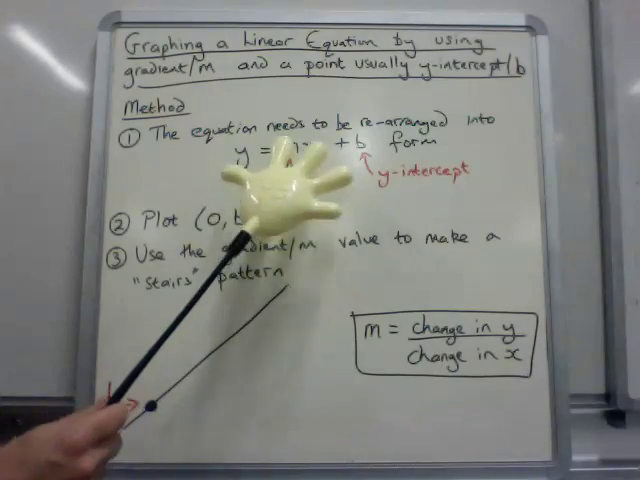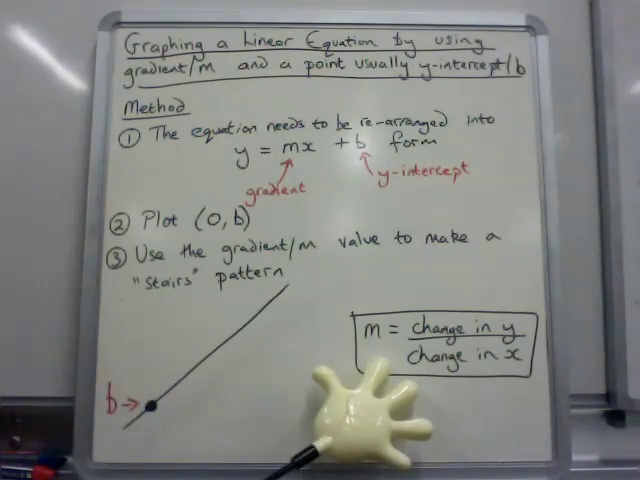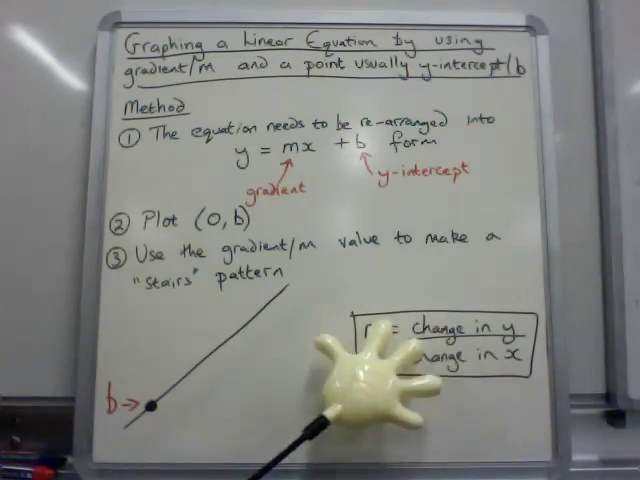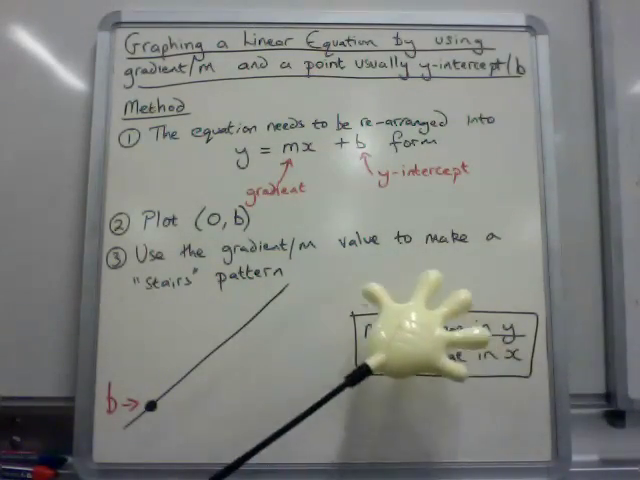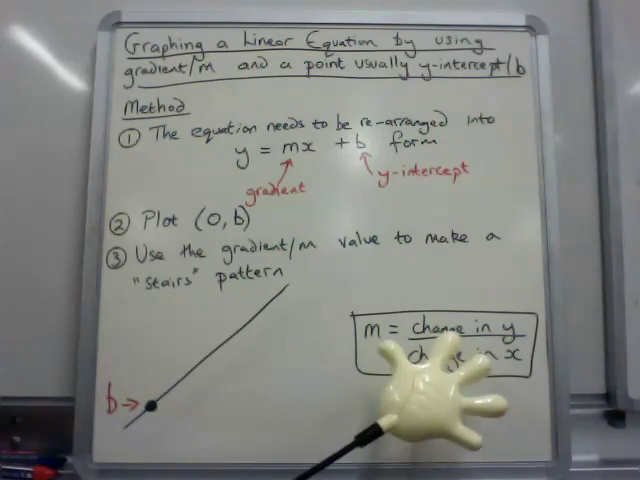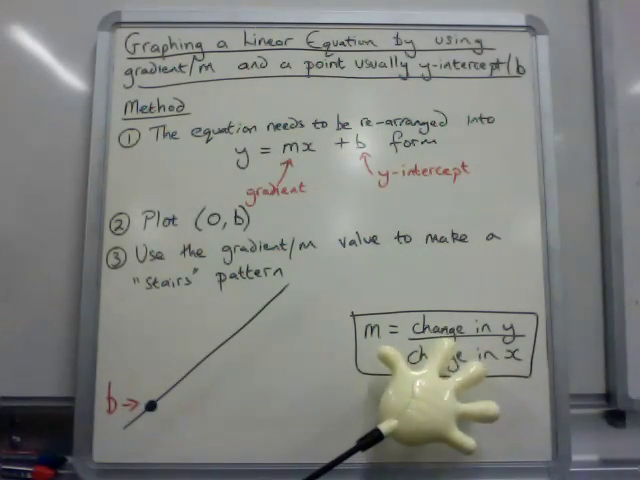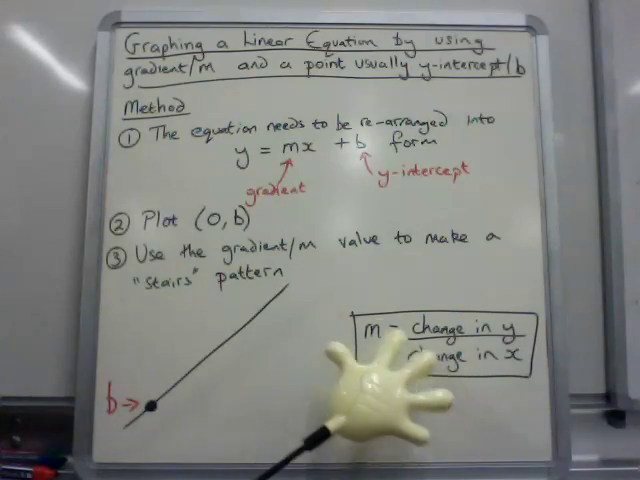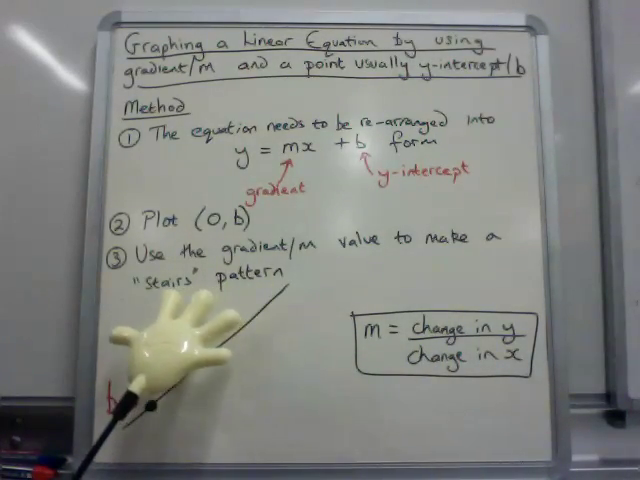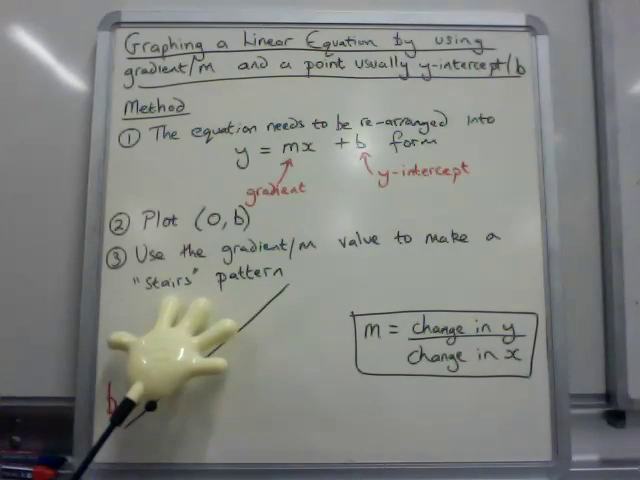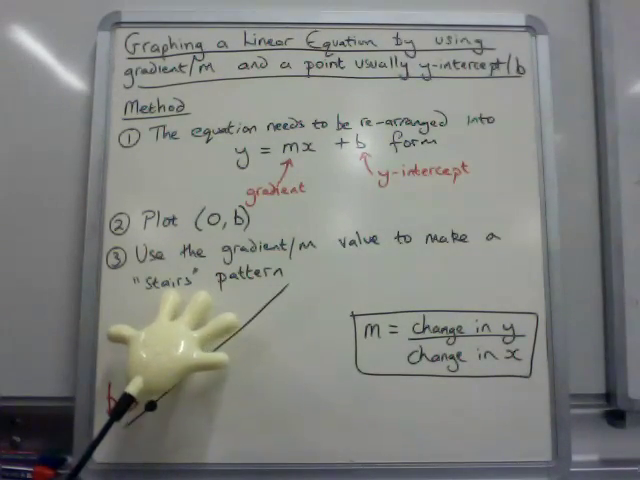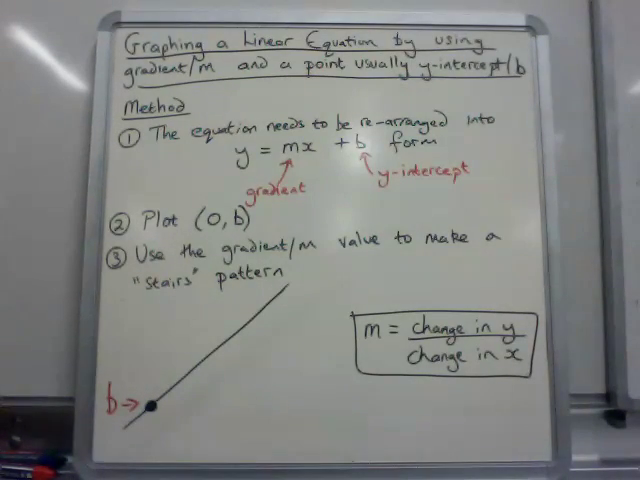Then I'm going to use the m value, use this formula that you should know. Again, if you don't know this, you need to go and watch the video called Finding Gradient from a Graph, and make sure you understand it first. But then we're going to make a pattern that looks like a set of stairs. Okay? Now what do I mean by that? Well, let's have a quick little look.